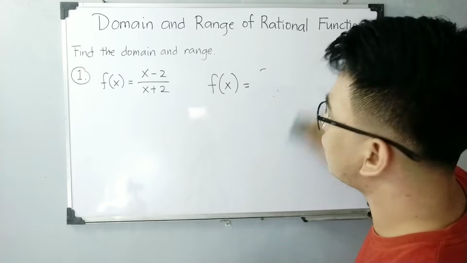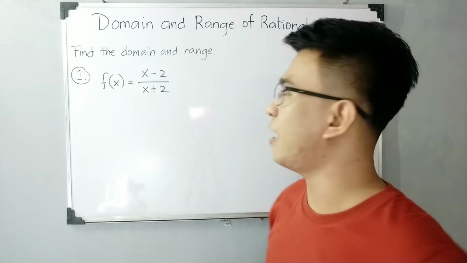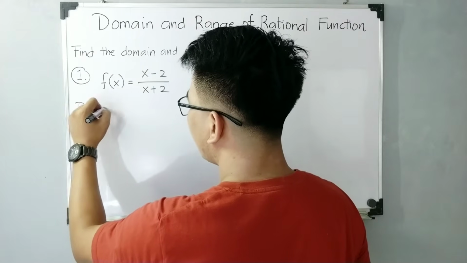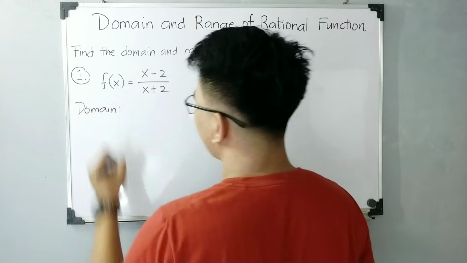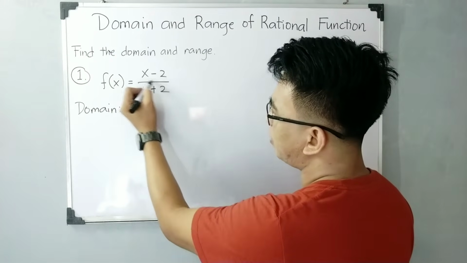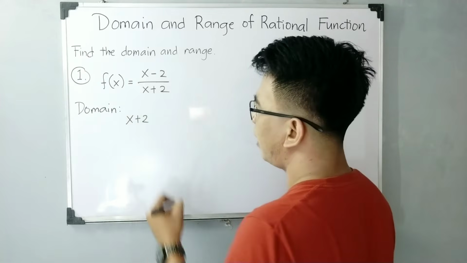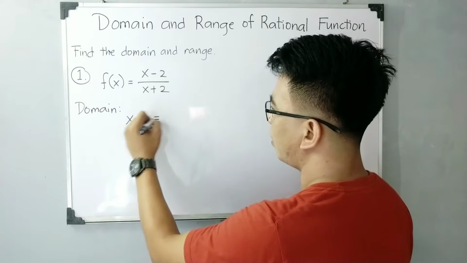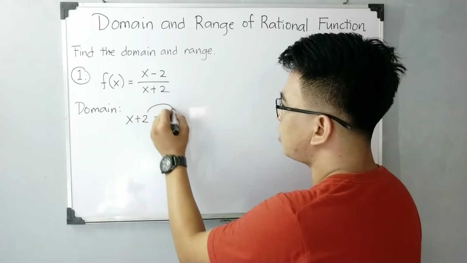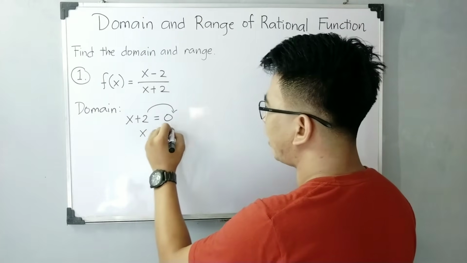So, in finding the domain and range of a given function, the values of x and y, let's start with the domain. To find the domain, this is a bit faster. To find the domain, get the polynomial in your denominator. Your polynomial here is x plus 2. And then you will equate it to 0. Okay? Equate to 0, and then solve for x. Transpose this to the other side, and it will give you x is equal to negative 2.